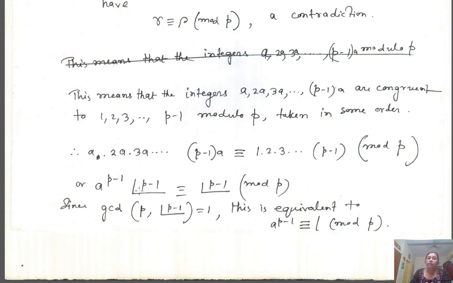Now factorial P minus 1 does not have P as a factor. So P and factorial P minus 1 are co-prime. Their GCD is 1. So again we can apply that corollary and cancel this out. So this actually gives A to the power P minus 1 is congruent to 1 modulo P. This is your Fermat's little theorem.